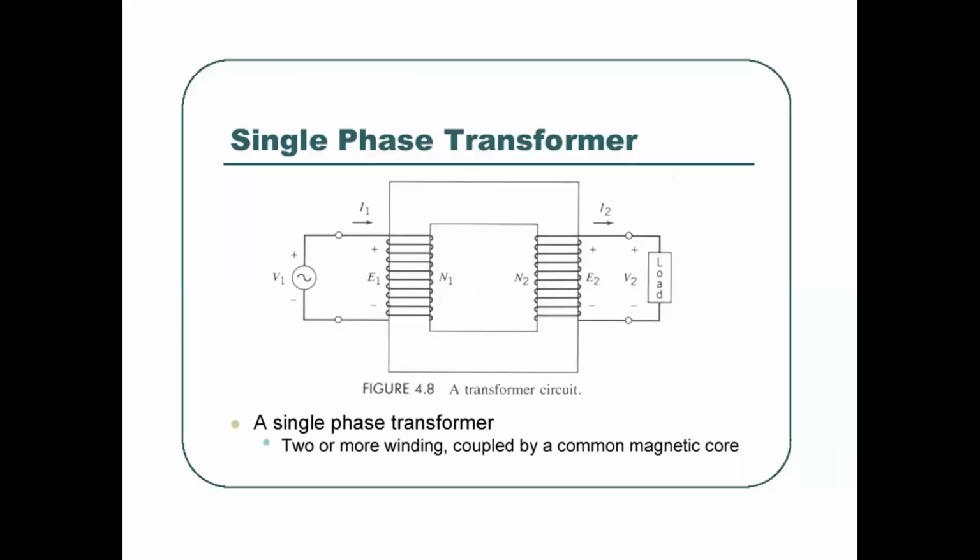To explain the working principle, there are numbers of turns N1, N2, and induced EMFs E1 and E2. This is connected to the primary side, this is the load side. So this is your simple diagram of a transformer, showing both windings, the source and load side, and the magnetic core also. Both coils are coupled with a common magnetic core.